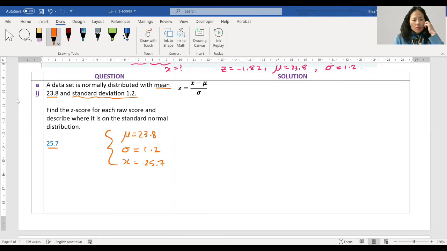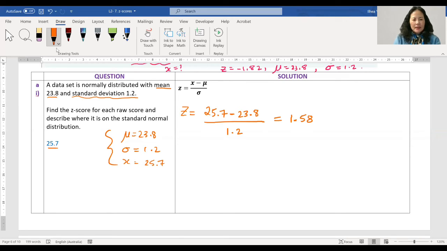Okay, so that's why it doesn't really matter what the total score is out of, because it never really gives you what the raw marks are out of. So let's have a look. Z equals 25.7 take away 23.8, all over 1.2. Divide that, and if you put that in your calculator, you will get 1.58.